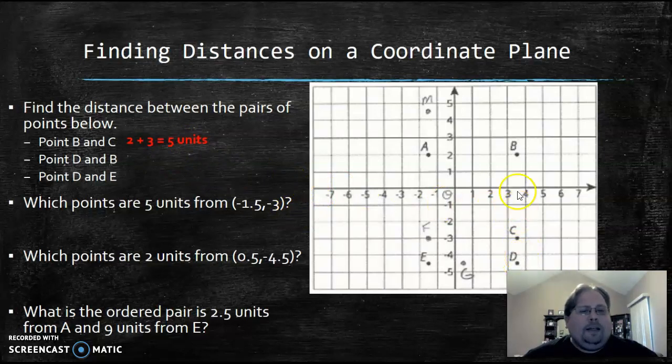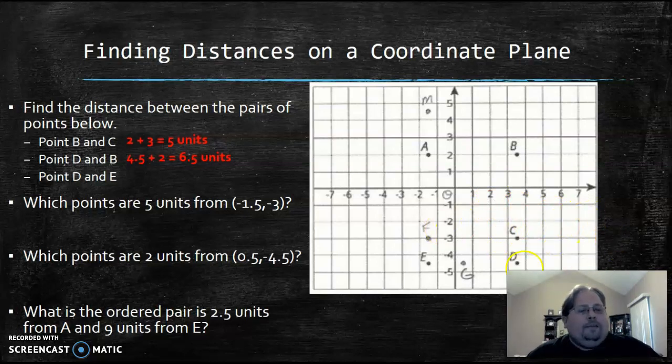Now point D and point B, we're going to look at the y value again to see how far D is from the x-axis, and it is 4.5 units because it's at a negative 4.5, so it's 4.5 units away. And B is 2 units away, so 4.5 plus 2 equals 6.5.